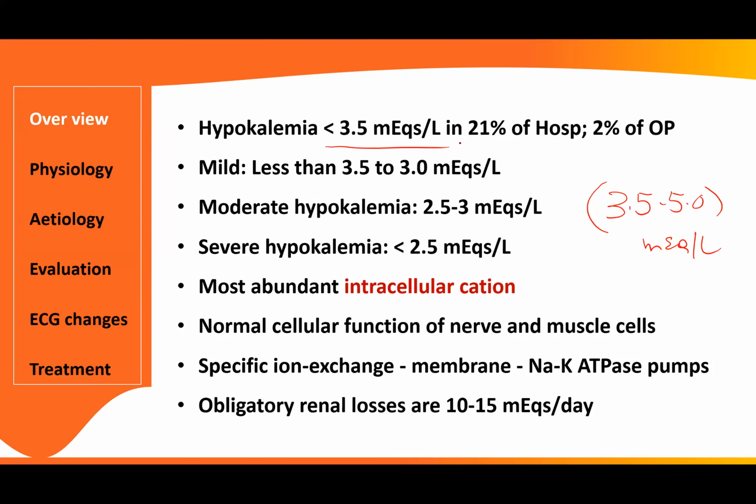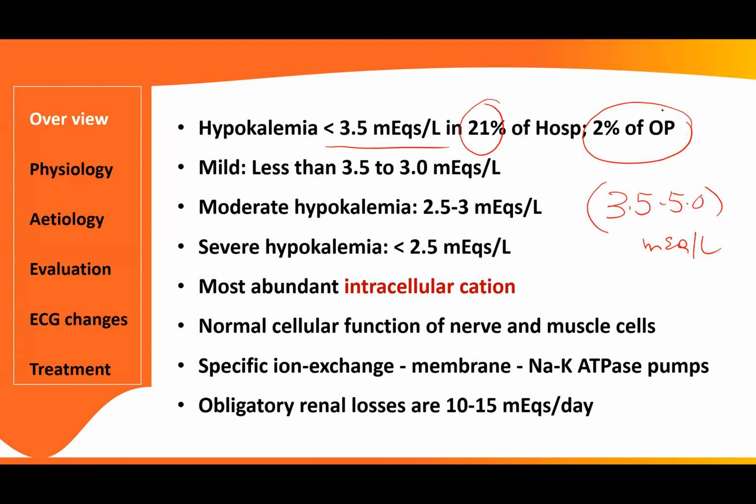How frequent is that? 21% of the hospital patients and 2% of the outpatients. You know the prevalence of diabetes? Around 4% in the outpatient. 2% of the outpatient people are having hypokalemia. That means as a routine, you must be checking electrolytes in all those patients, particularly the elderly, those with renal disease, those on treatment for hypertension, those with ischemic heart disease. Those who are diabetics must get a routine electrolyte check.